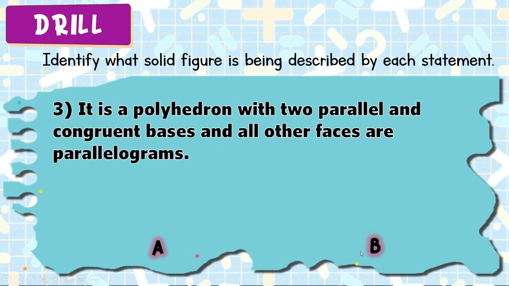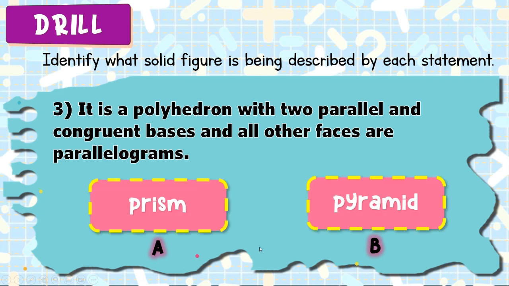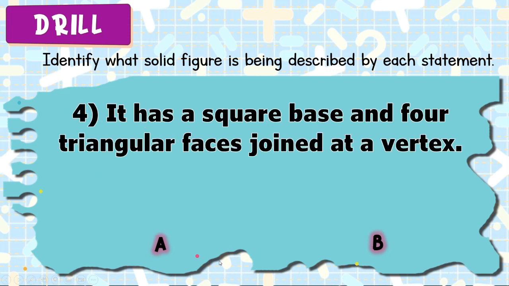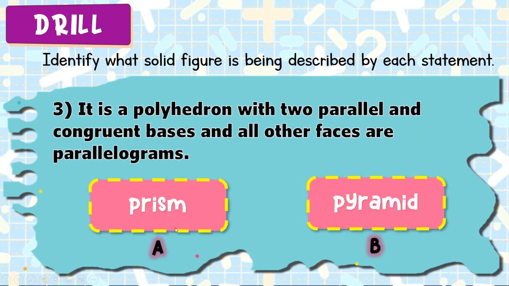Next, question number 3. It is a polyhedron with 2 parallel and congruent bases, and all other faces are parallelograms. Is it letter A, prism, or B, pyramid? You may comment down your answer in the comment section below. Correct. The correct answer is letter A, prism.